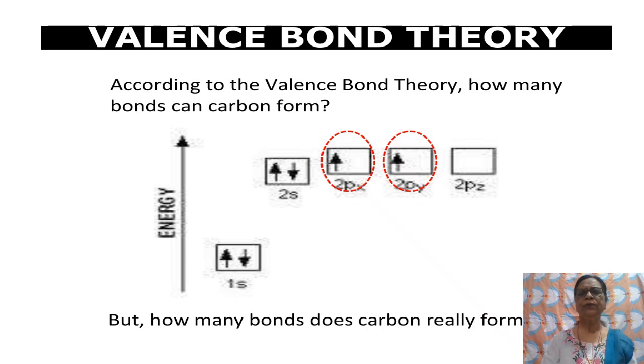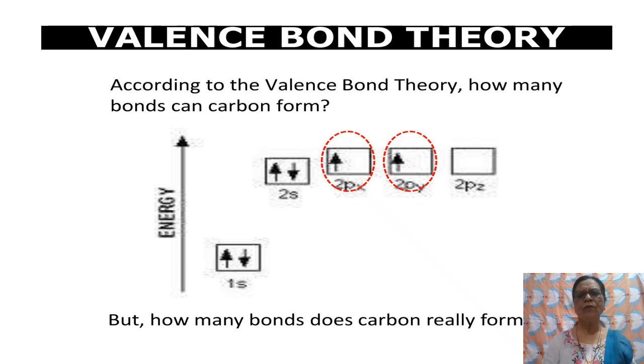Now, according to valence bond theory, how many bonds can carbon form? That means how many other atoms can be bonded with a single carbon atom? Let us consider the electronic configuration of carbon. The atomic number of carbon is 6, so the electronic configuration of carbon is 1s2, 2s2, 2px1, 2py1, 2pz0.